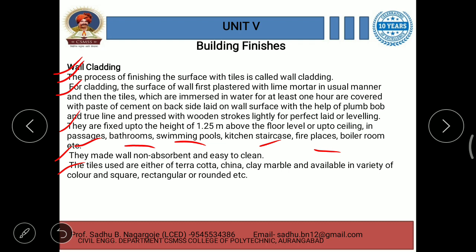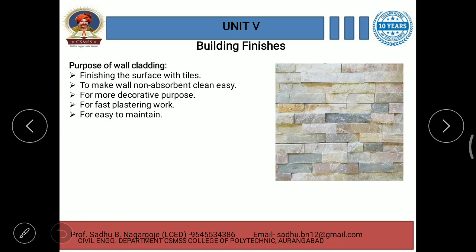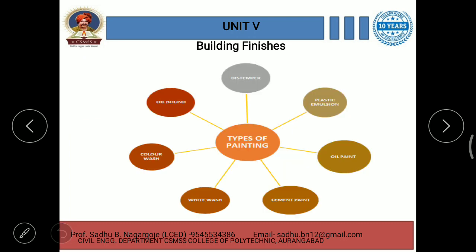The tiles used are of terracotta, china clay, marble, and are available in a variety of colors and in square, rectangular or rounded shapes, etc. The purpose of wall cladding is finishing the surface with tiles to make the wall non-absorbent and clean, for more decorative purpose, for fast plastering work, and for easy maintenance.